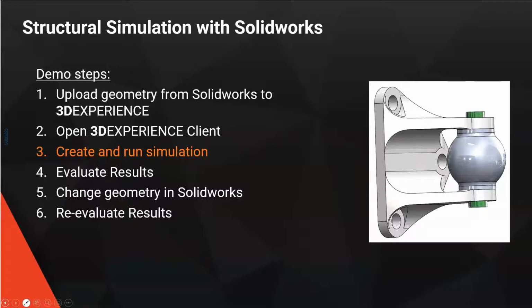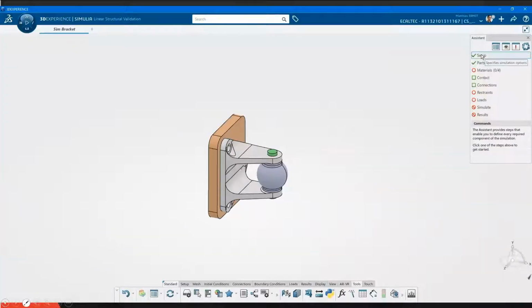So the next thing I want to do is create and run a sim. This is how we do it. You open the pod and you can see the assistant there on the right, which tells you every step.